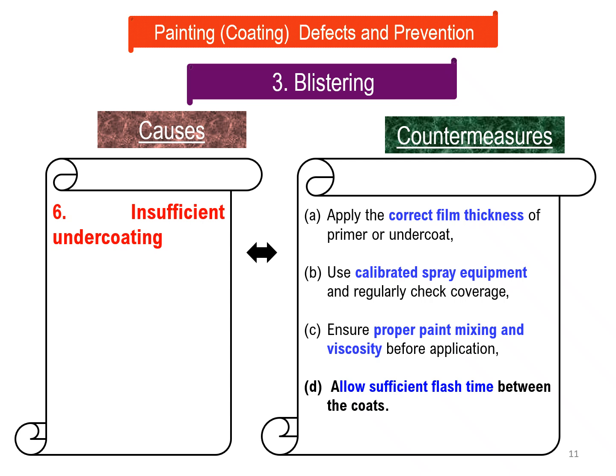Number 6. Insufficient undercoating. The recommended countermeasures are apply the correct film thickness of primer or undercoat. Use calibrated spray equipment and regularly check coverage. Ensure proper paint mixing and viscosity before application. Allow sufficient flash time between the coats.